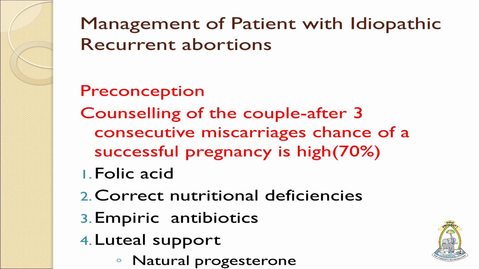How do we manage patients who have idiopathic recurrent loss? You realize that idiopathic occurs in up to 50% in the pie chart that we saw previously. So that means that we need to craft a way of managing them. Of course, counseling is very important. Sometimes you consider giving empiric folic acid. If there is suspected nutritional deficiency, you need to work on that. If they suspect a bacterial infection or an infectious agent, you consider giving antibiotics. You may also need to look at doing luteal support.